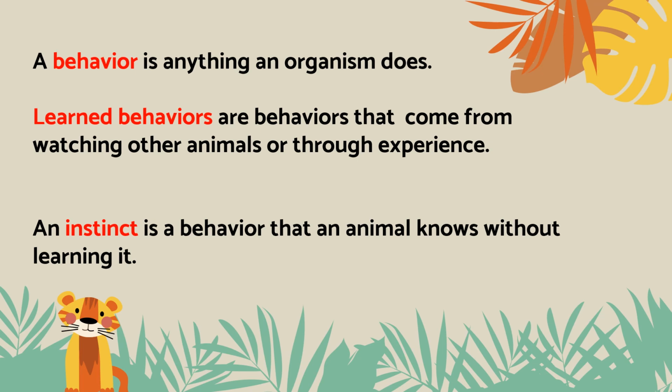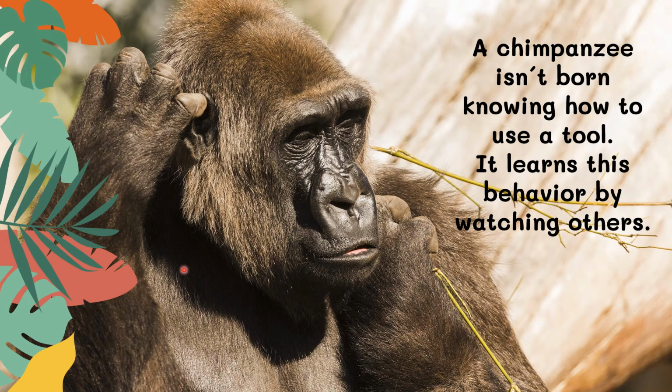A behavior is anything an organism does. Learned behaviors are behaviors that come from watching other animals or through experience. An instinct is a behavior that an animal knows without learning it. For example, a chimpanzee isn't born knowing how to use a tool. It learns this behavior by watching others.